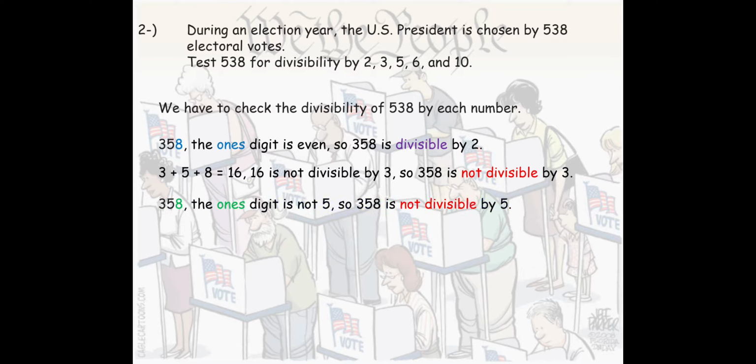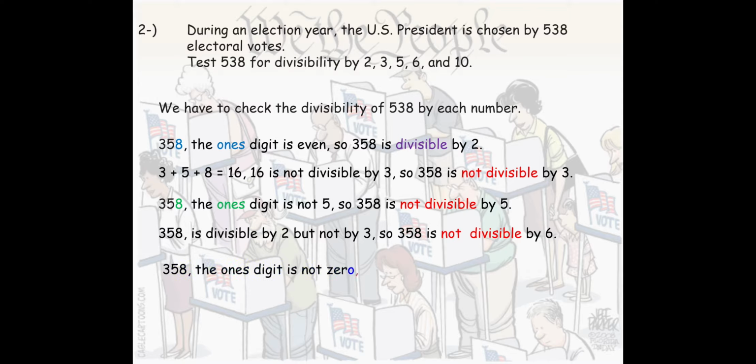538. The ones digit is not 5 nor 0, so 538 is not divisible by 5. 538 is divisible by 2, but not by 3, so 538 is not divisible by 6. The ones digit is not a 0, so 538 is, of course, not divisible by 10. So, therefore, 538 is only divisible by 2.